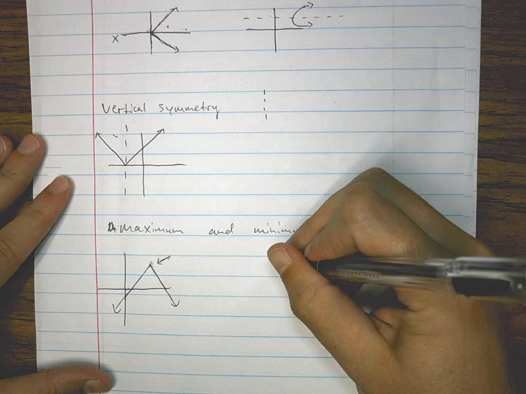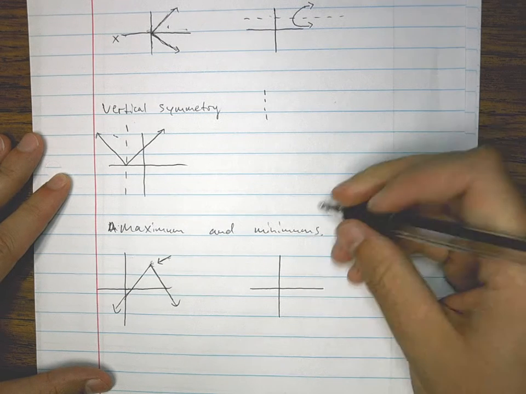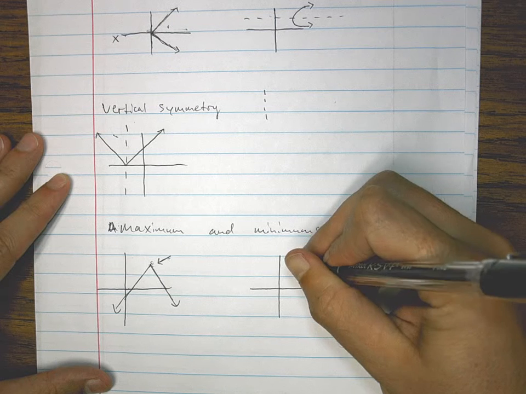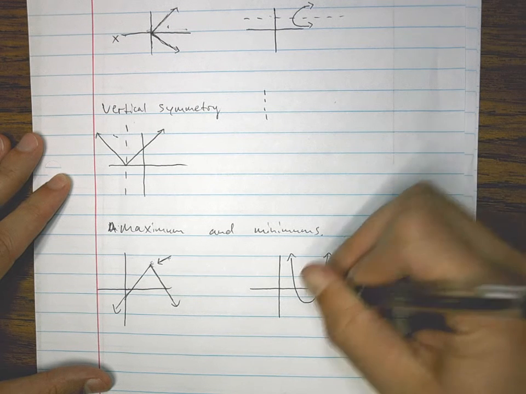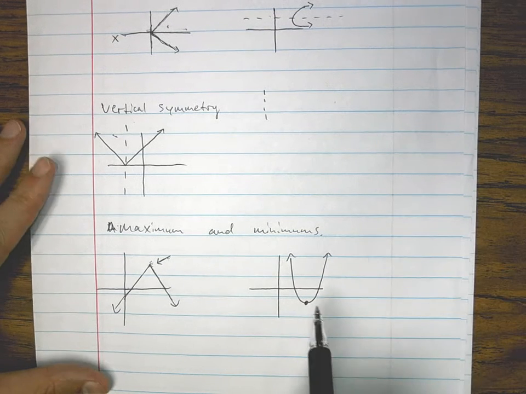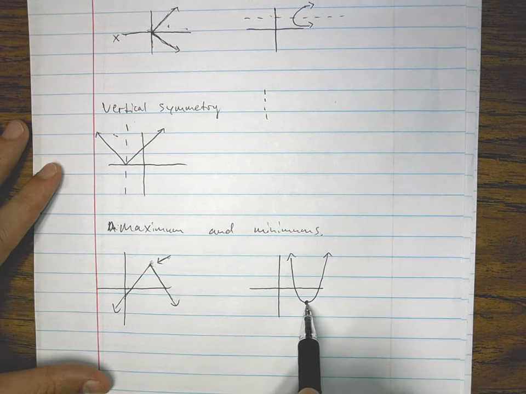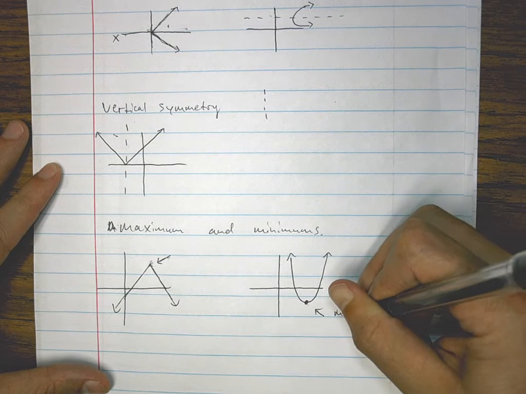Okay. A minimum is similar to that, except it is the lowest point on the graph. There is no other point on the graph that is lower than this point. That is why it is called the absolute minimum.